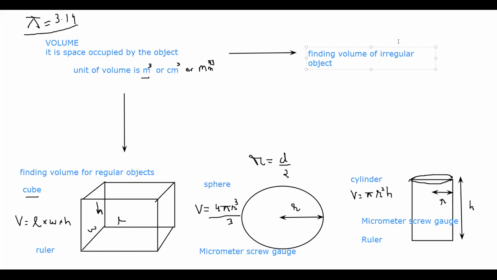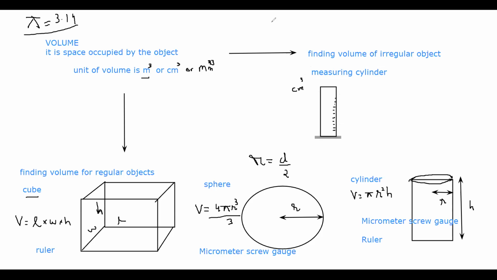If you want to measure the volume of irregular objects, objects which do not have a definite shape, for this we use a measuring cylinder. A measuring cylinder is a cylindrical tube with a calibration or marking on it, and the scale of the measuring cylinder is always in centimeter cube. Keep that in mind. The level numbers written on the scale are always in centimeter cube.